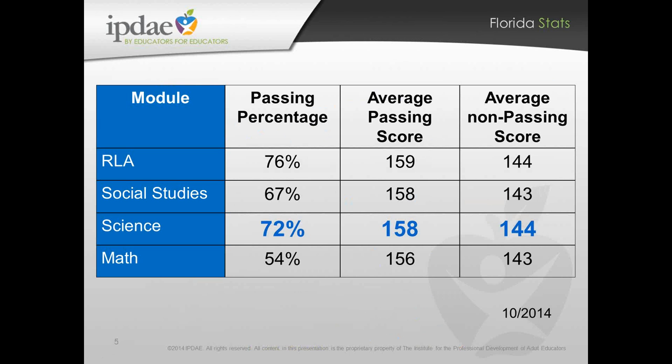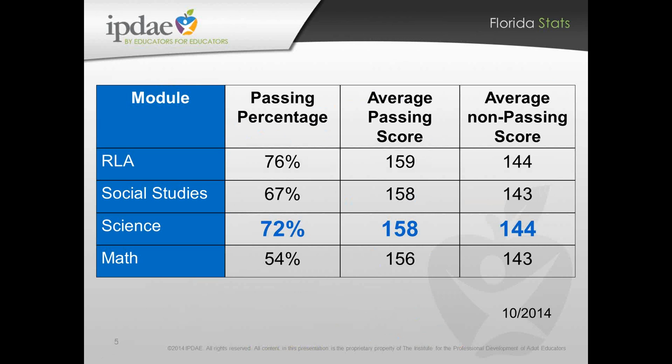In fact, Susan and I even like looking at that passing score of a 158. As we look at science, you'll notice that the average non-passing score, just like the other three areas, is really quite close. So we're looking at just 1 to 3 questions. If we can get our students there, bottom line is they will be in that passing range, and that's great news for all of us.